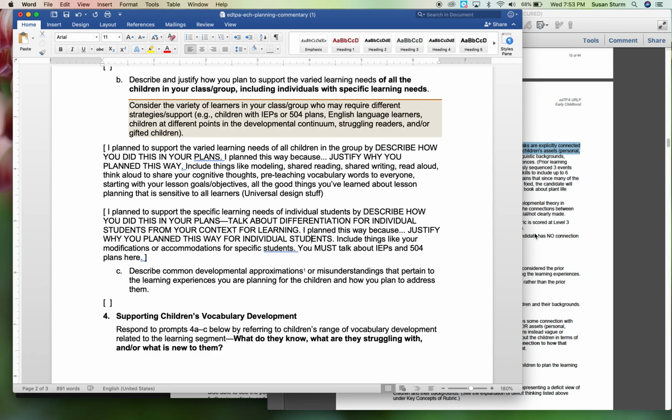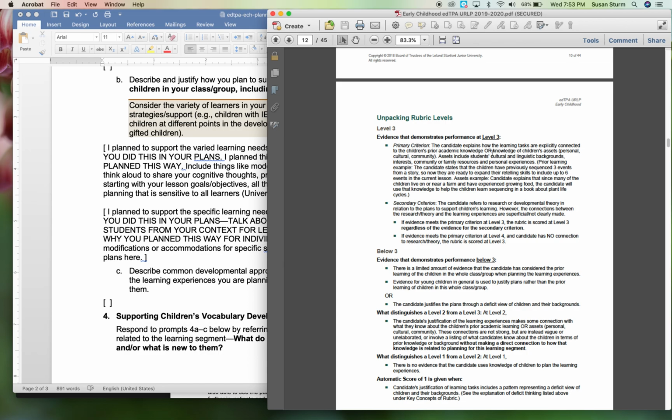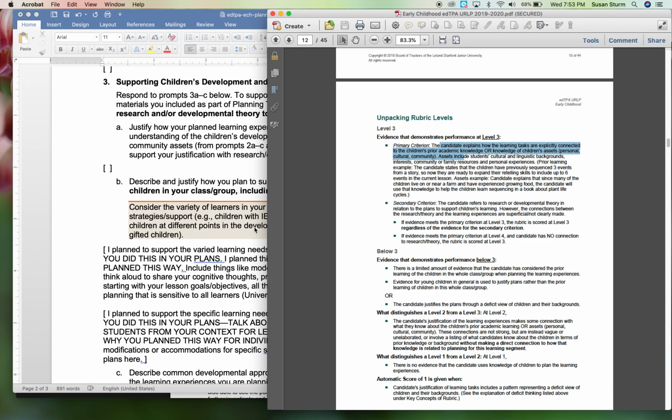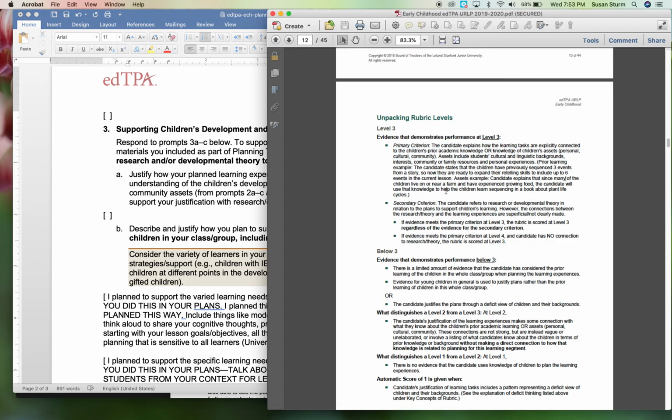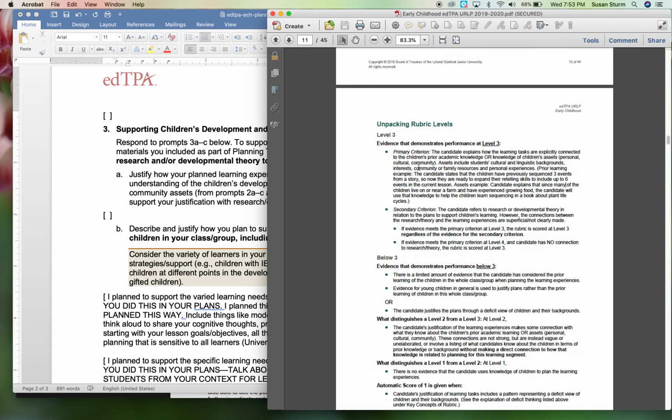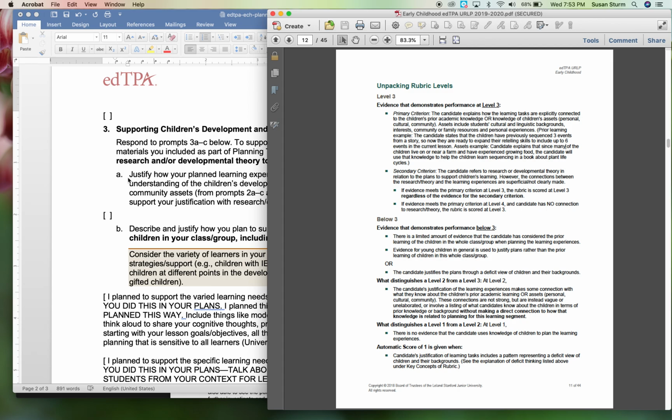And you can see that you explain how the tasks are explicitly connected to prior knowledge and assets. Here's where the research and theory, this one is actually related to this response up here. So how your plan experiences align with their prior learning. So this one is all rubric 3. Rubric 3 directly relates to what you write in 3A.